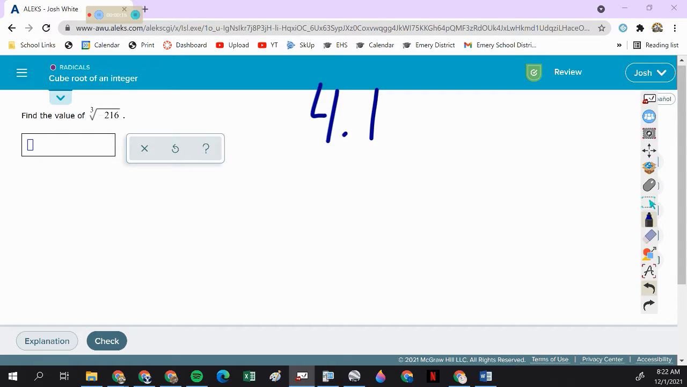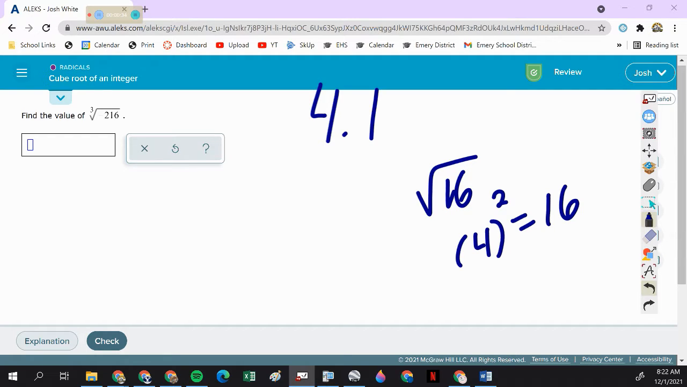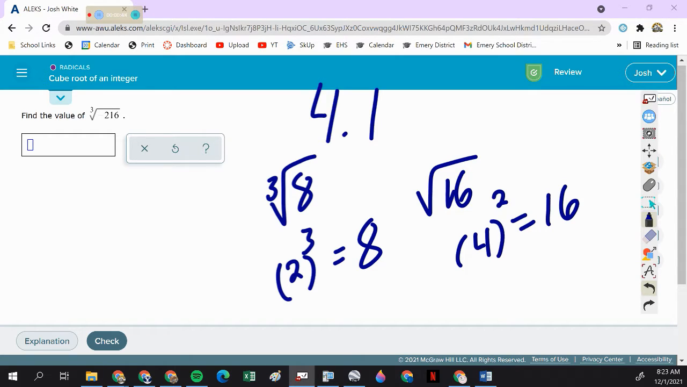So in a square root, we need two copies of something to build whatever's inside the root. So the square root of 16 is asking what times itself, or rather, what squared is 16? And in that case, the answer is 4. So if I had the cubed root of 8, that is asking what number to the third is 8? 2. 2 times 2 is 4 times 2 is 8.